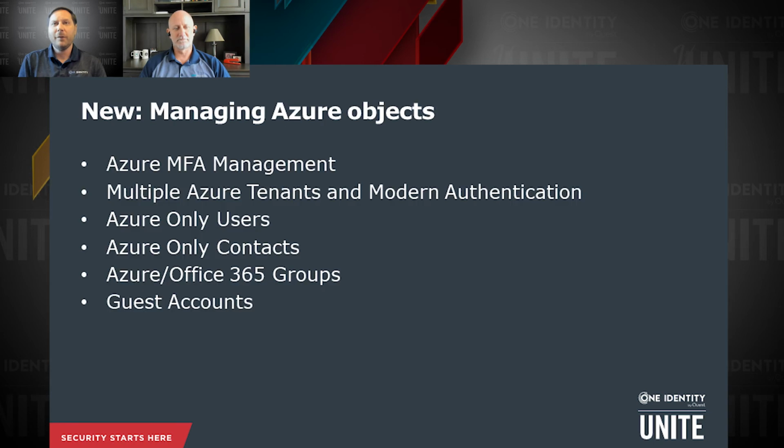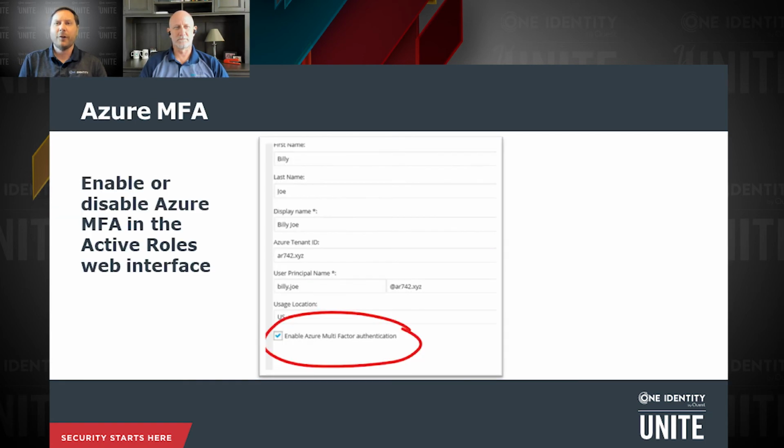So let's talk about some new stuff. In 7.44, we've added a bunch of new things around Azure objects. As you guys are aware, historically, Active Roles has managed the AD object. And as an extension, we've managed pieces of the Azure user component of that, as well as the Office 365 component. But we're going beyond that. So we're starting to add things like Azure MFA management, multiple Azure tenants, Azure only users, Azure only contacts, Azure and Office 365 groups, and guest accounts. And we're going to talk a little bit more in depth about each of these in the next couple of minutes here. Let's talk first about Azure MFA.